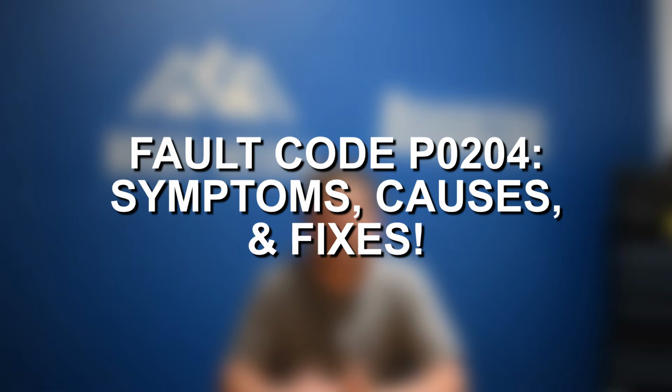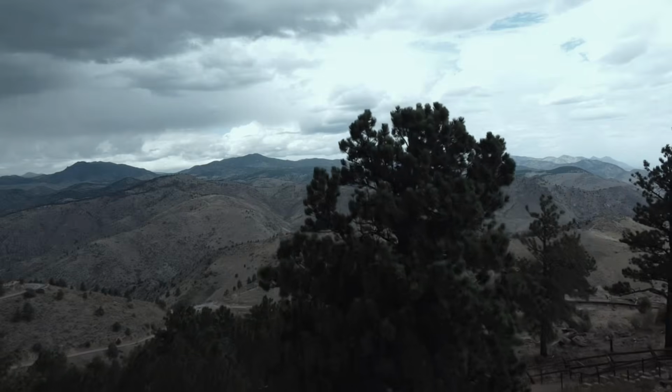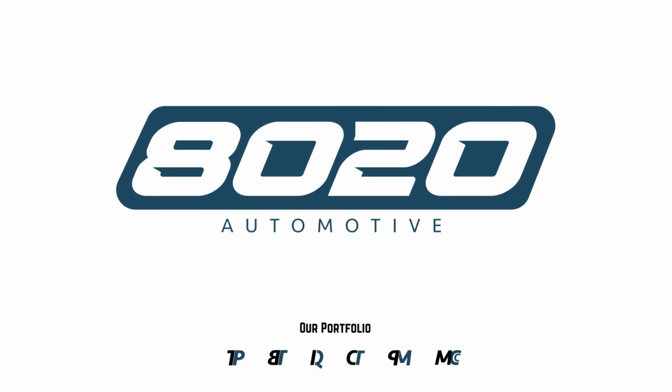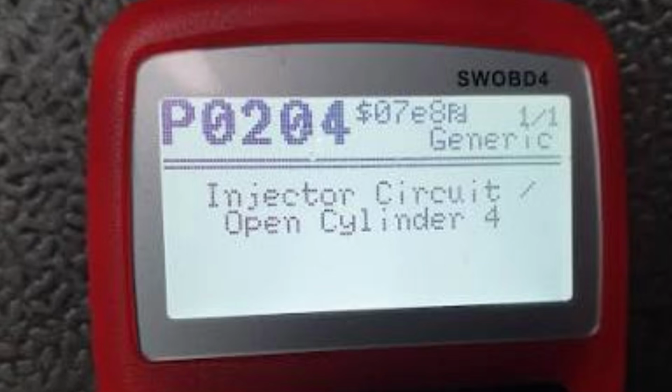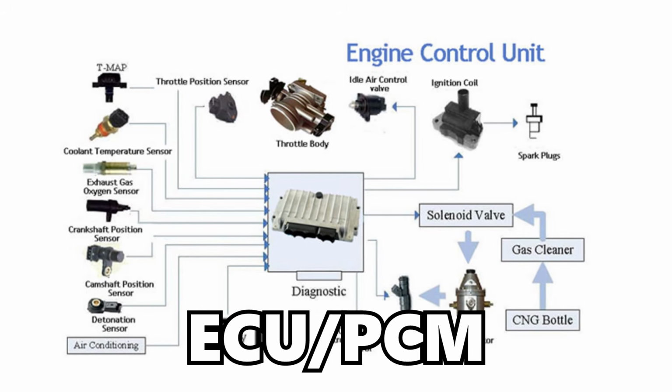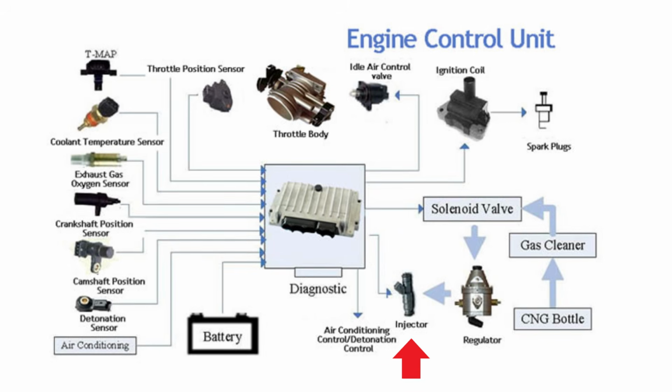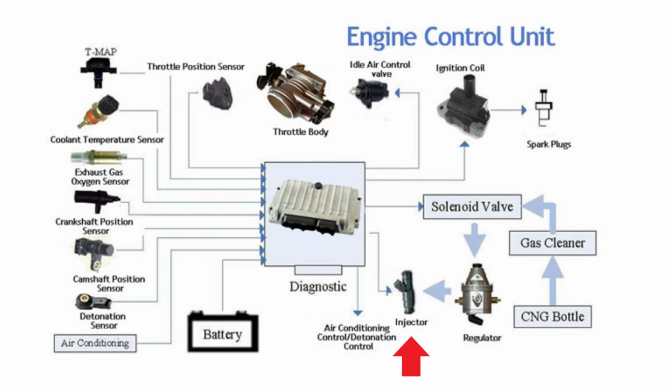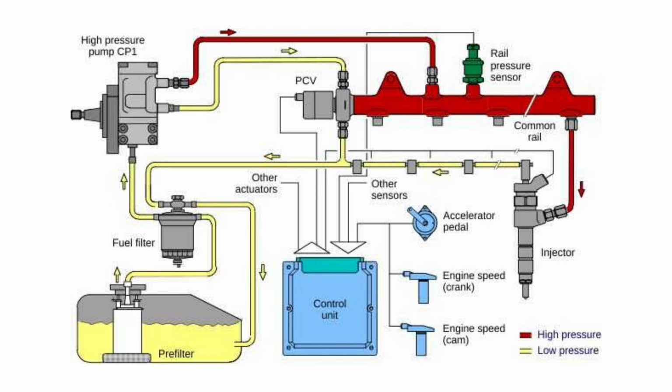Fault code P0204, symptoms, causes, and fixes. Diagnostic trouble code P0204 indicates cylinder 4 injector circuit open. So basically what that means is the ECU or PCM, your engine's computer, controls each fuel injector individually and receives signals back indicating the voltage going to each injector. And when that voltage falls out of the expected range, that will ultimately trigger this fault code P0204, indicating that the injector circuit is open, or essentially that that voltage is not within the expected range.